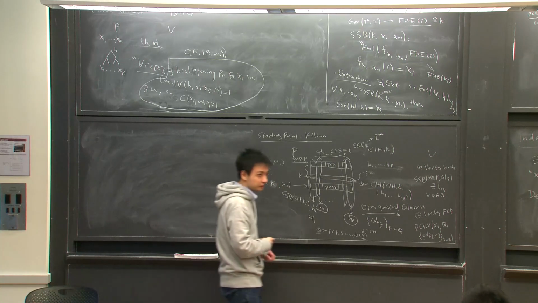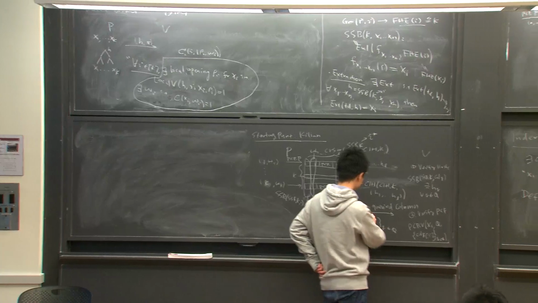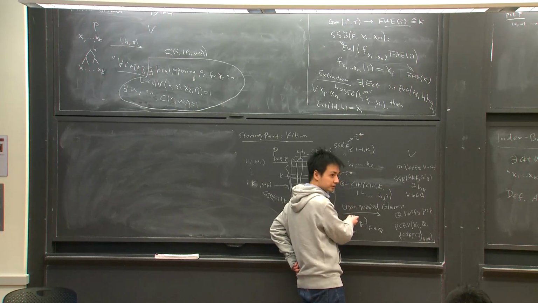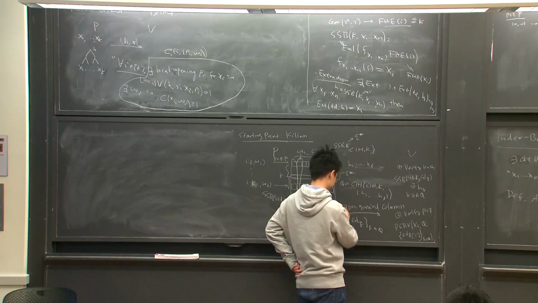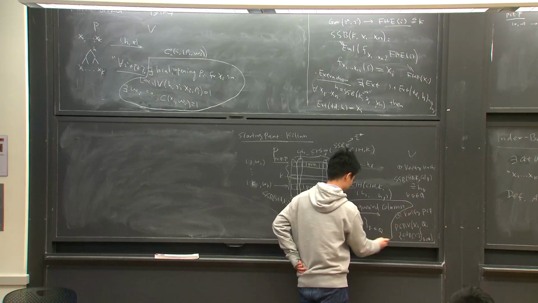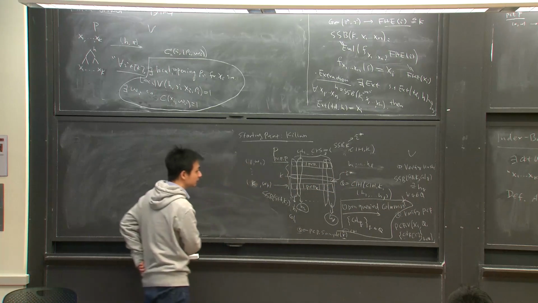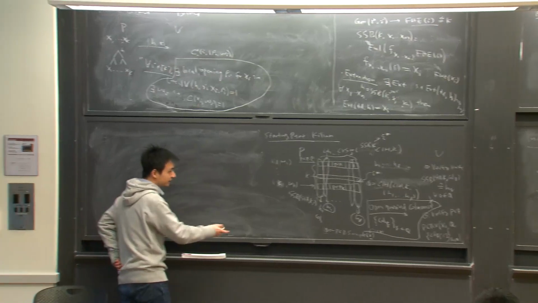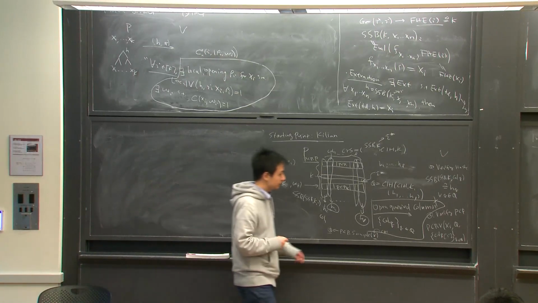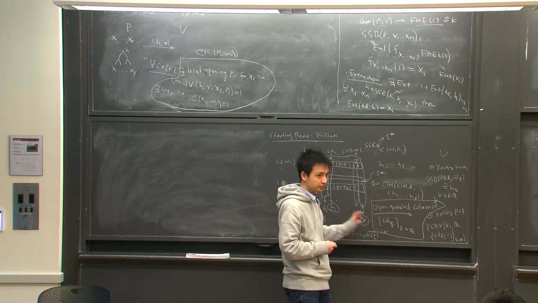And the idea is we're going to remove this round of message. So we're going to delegate the verification of this message to the prover.